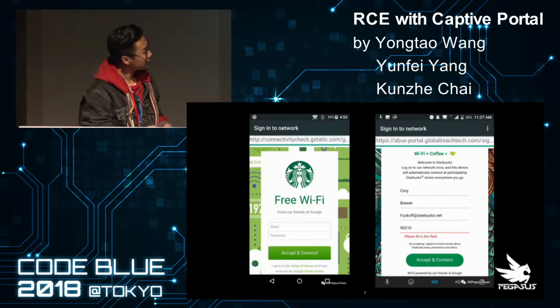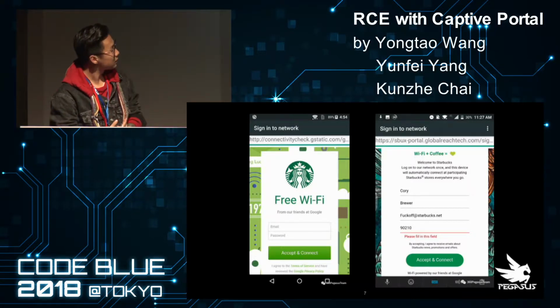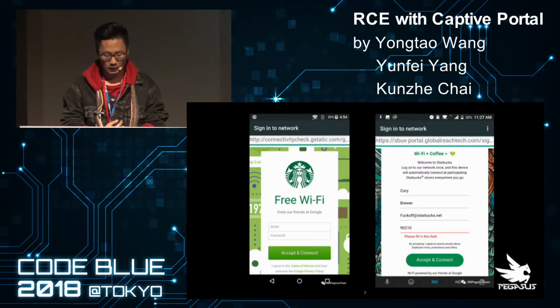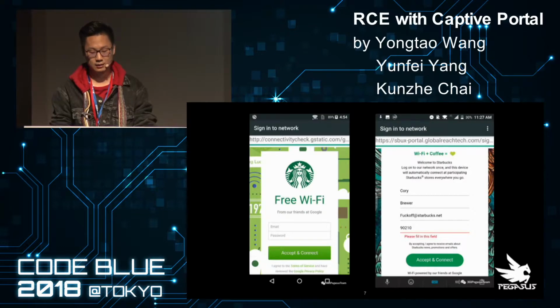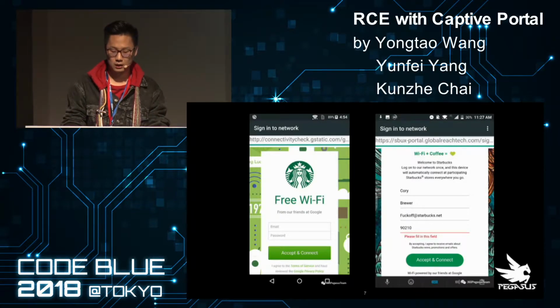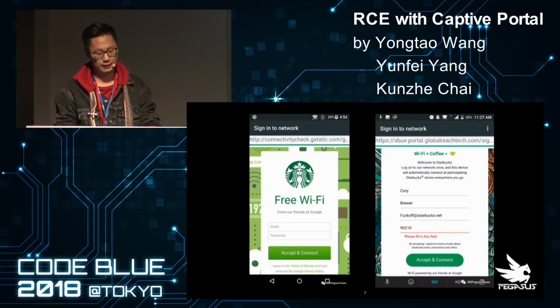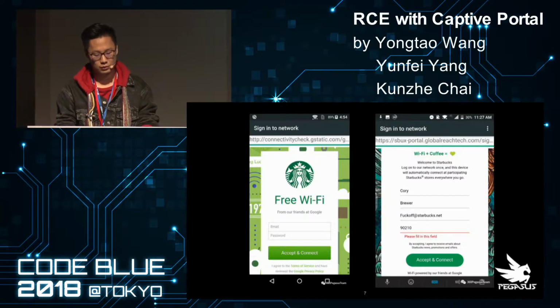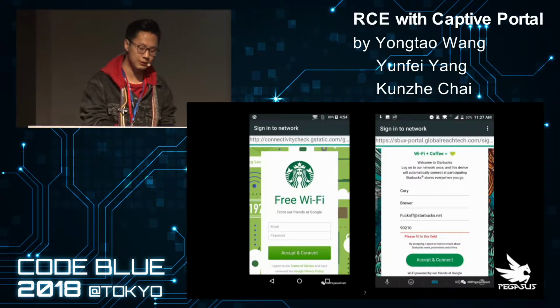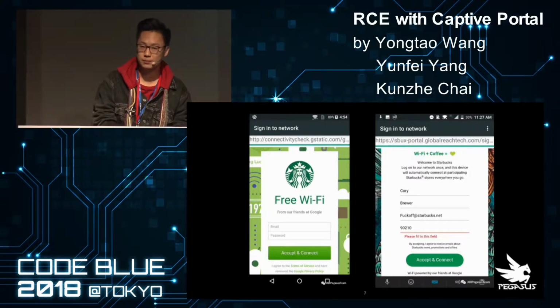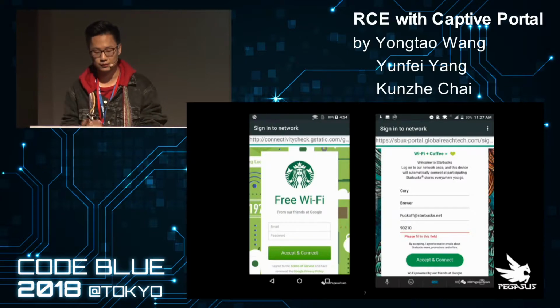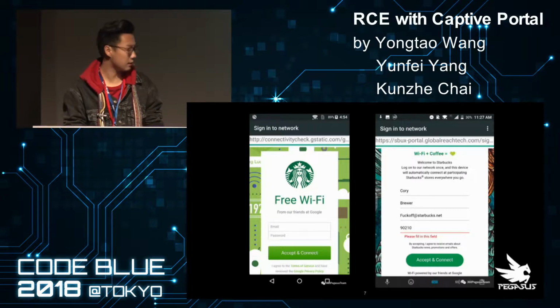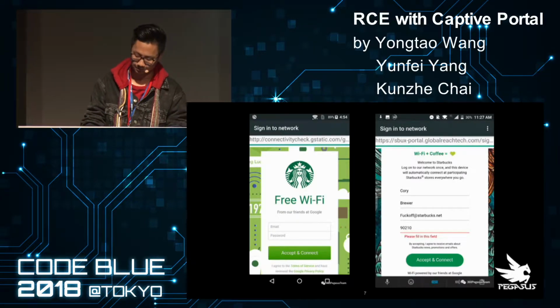As in the left photo, that's Starbucks coffee's Wi-Fi. Users need to enter their account to log in. After that, they can connect to the internet. In most public wireless networks, you usually only need to enter some personal information, such as your name, your email address, your phone number. Then you can get access to the internet.